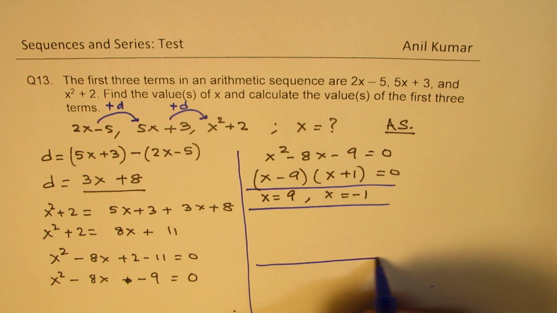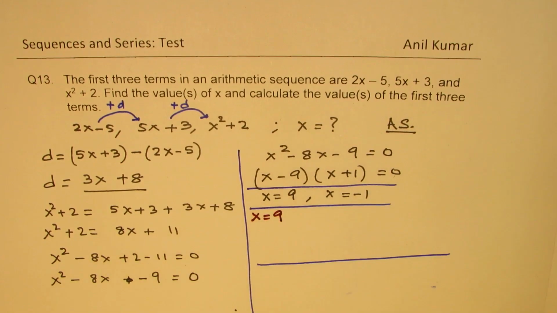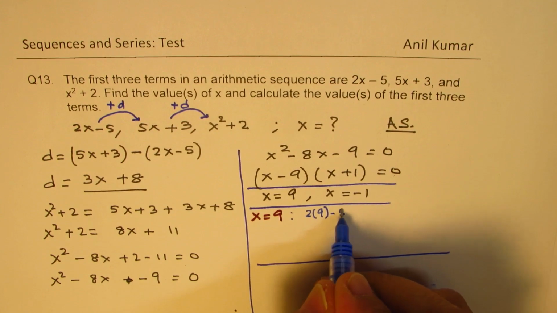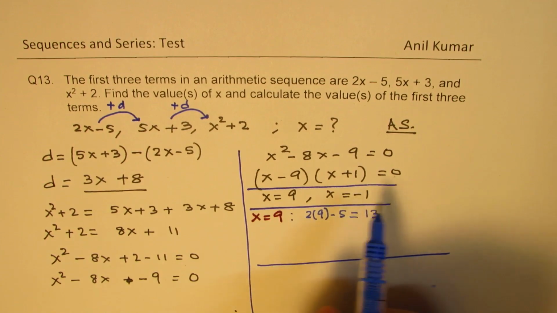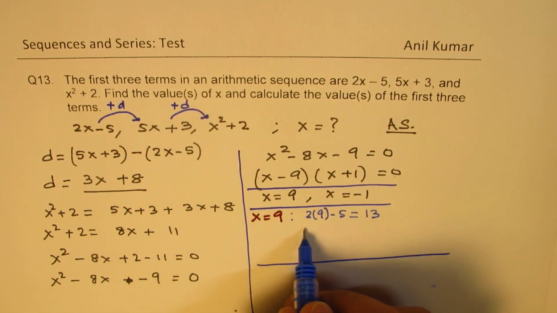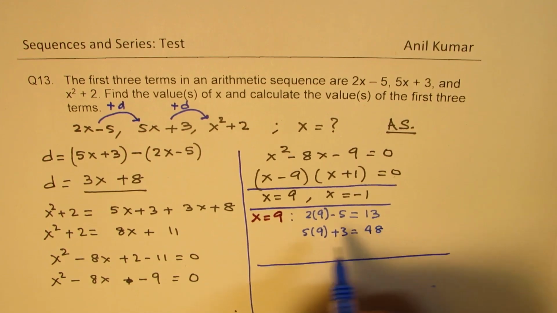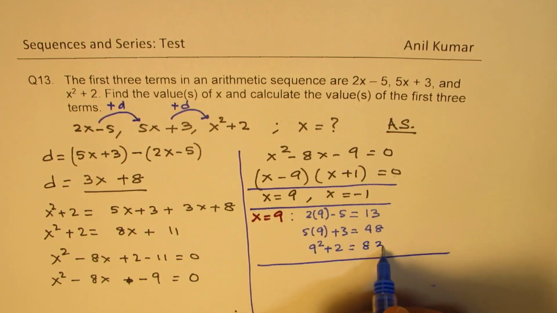So that means we can actually have two different series, right? So let's write down the first series for x equals, let's say, 9, right? So if I use 9 here, what do I get? My terms will be 2 times 9 minus 5, which is 18 minus 5, 13, correct? And the next term will be 5 times 9 plus 3, which is 45 plus 3, 48. And then we have 9 squared plus 2. 81 plus 2 is 83, right?